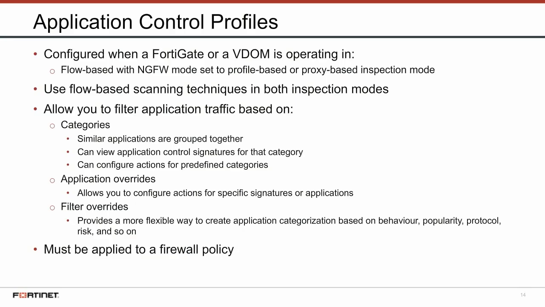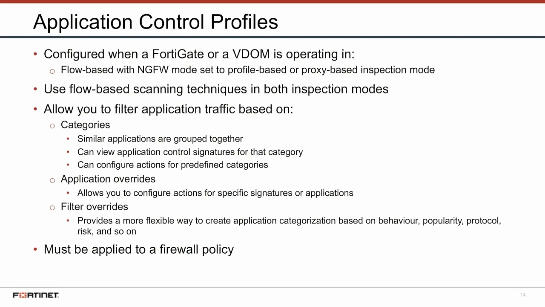When FortiGate or a VDOM is operating in flow-based NGFW mode set to profile-based inspection mode or proxy-based inspection mode, to configure application control, administrators must create an application control profile and apply that profile to a firewall policy. It is important to note that the application control profile uses flow-based scanning techniques, regardless of which inspection mode is used on the VDOM or FortiGate. The application control profile consists of 3 different types of filters.